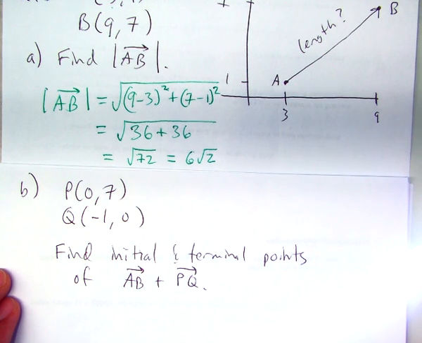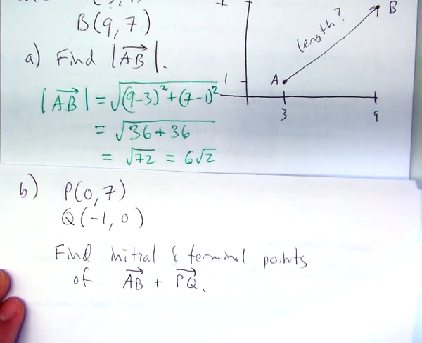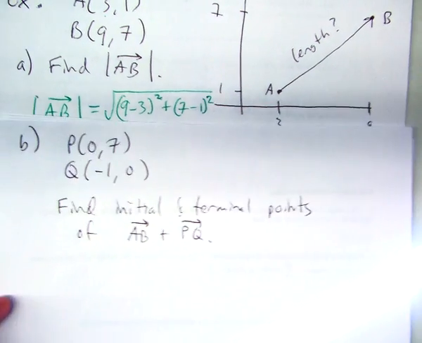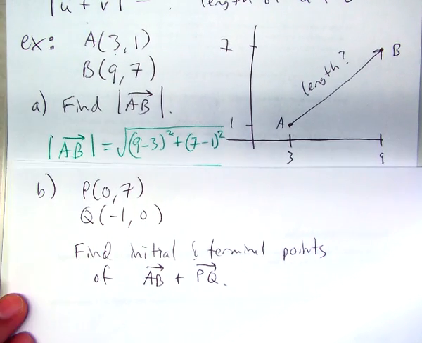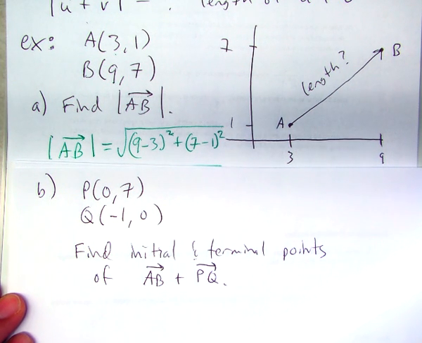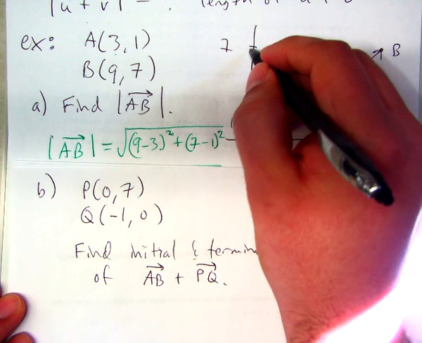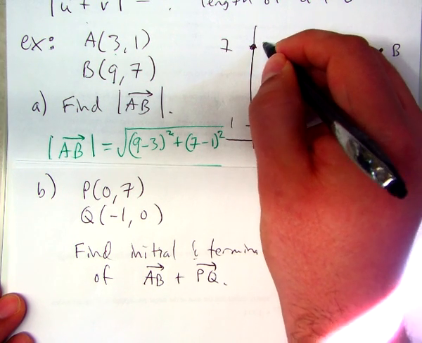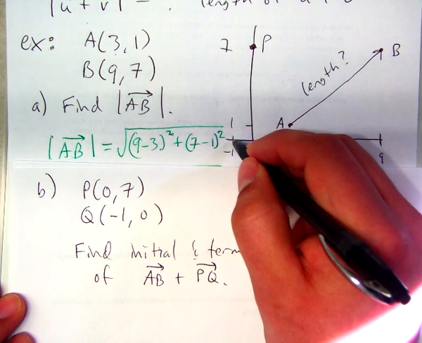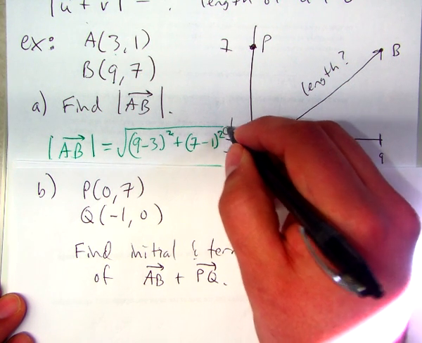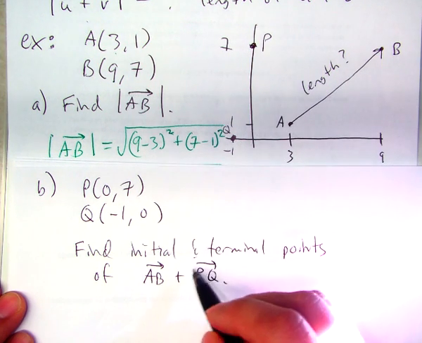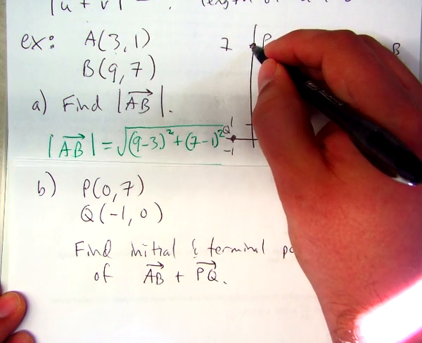Okay. So I'm going to briefly cover up my answer for A a little bit so we can look at the same graph. Let's draw PQ in here so we can see what's going on. So P is at 0, 7, sorry. Q is at negative 1, 0. So this vector starts at P, ends at Q. So draw from P to Q.